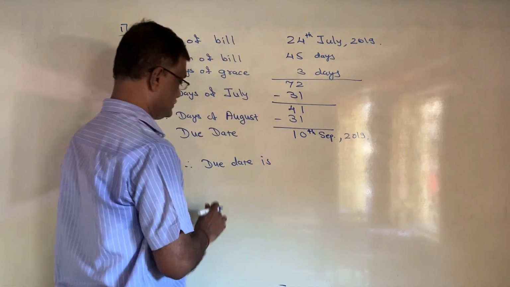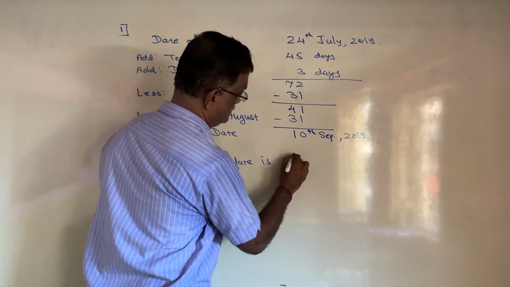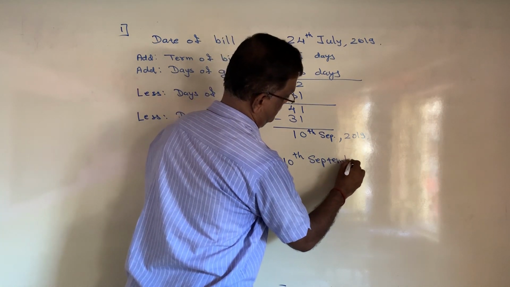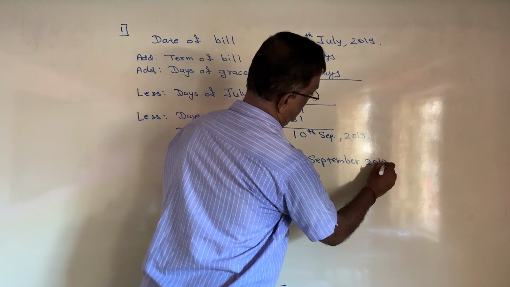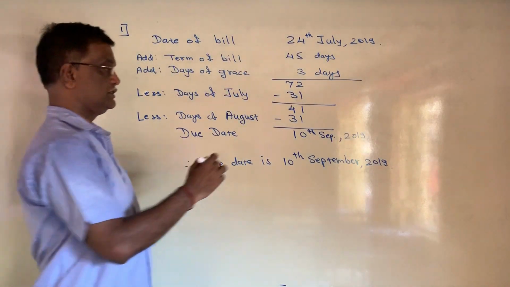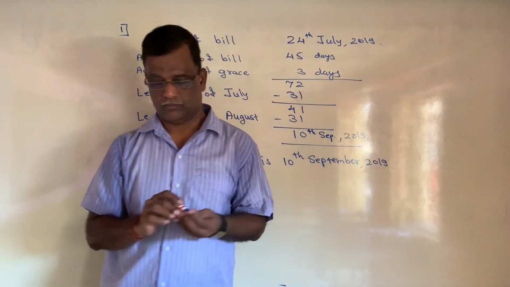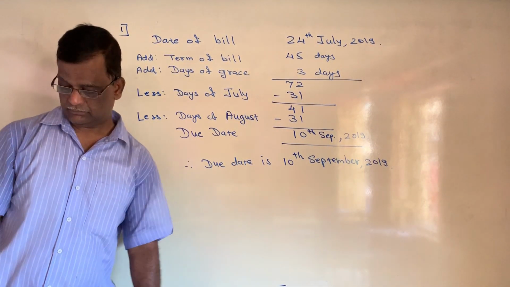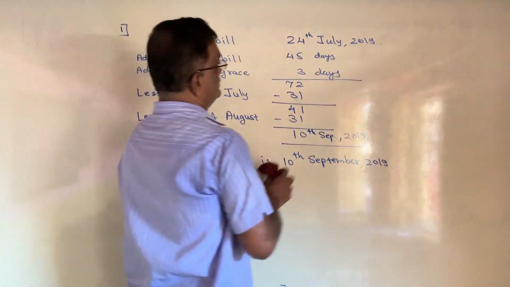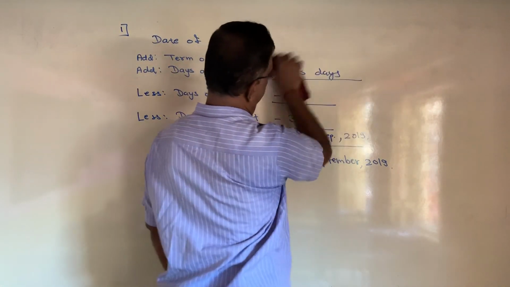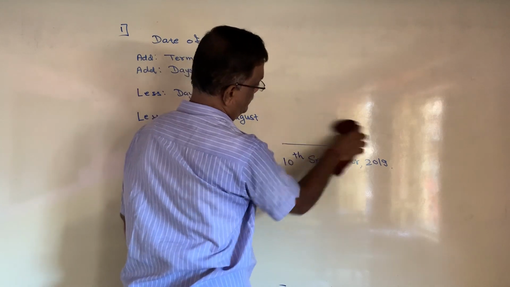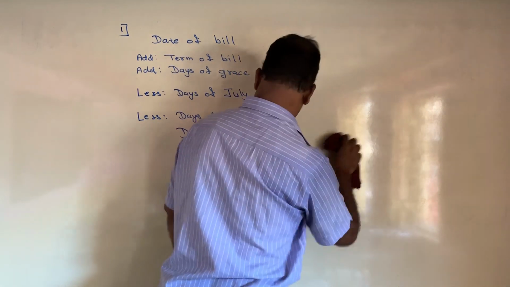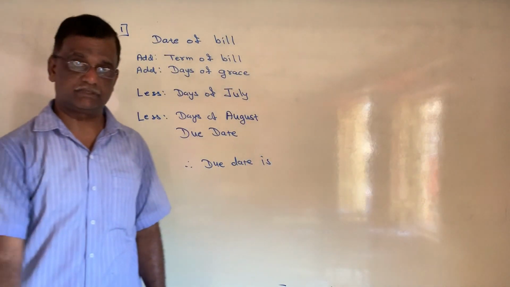2019 is your final answer. So the due date is 10th September 2019. This is your answer of the second sum. See carefully. Now we will solve the third one. Practice makes a man perfect. So as far as book-keeping is concerned, you have to practice a lot. The more you practice, the more you will become an expert in this field. So try to solve maximum problems.